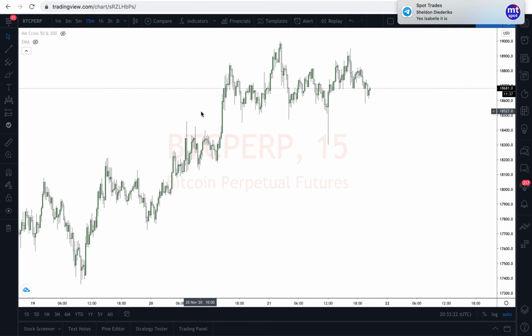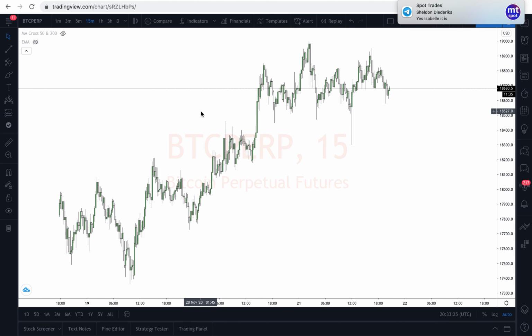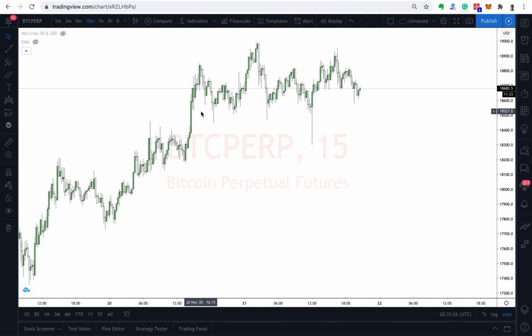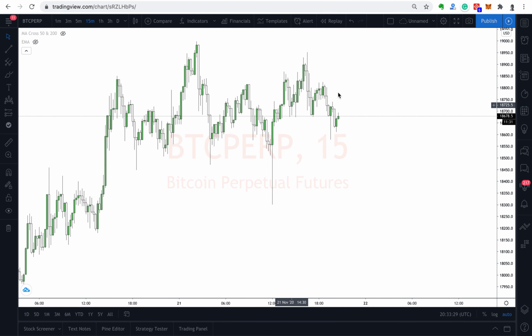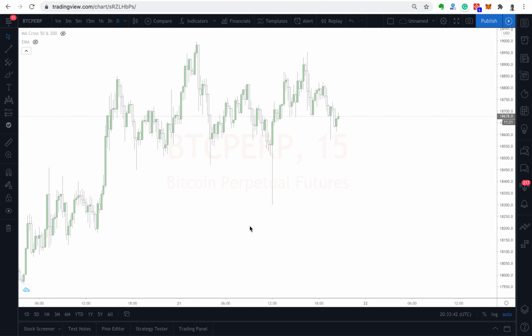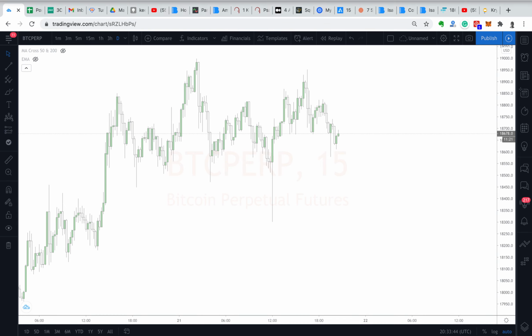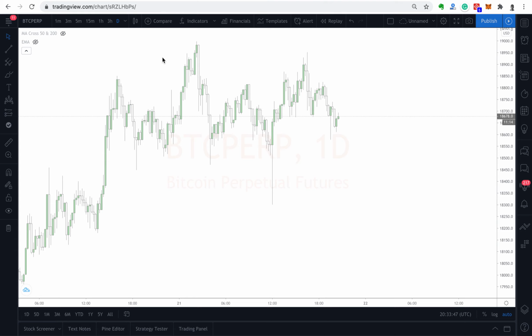Now you see that this is BTC perpetual on FTX. You can see the candlesticks. You can see that BTC is around 18,678. We're on a 15 minutes candle chart. So the first thing you need to do sometimes is to just zoom out. You have a panoramic view of what is going on. So you zoom out to the daily chart to see what is going on.